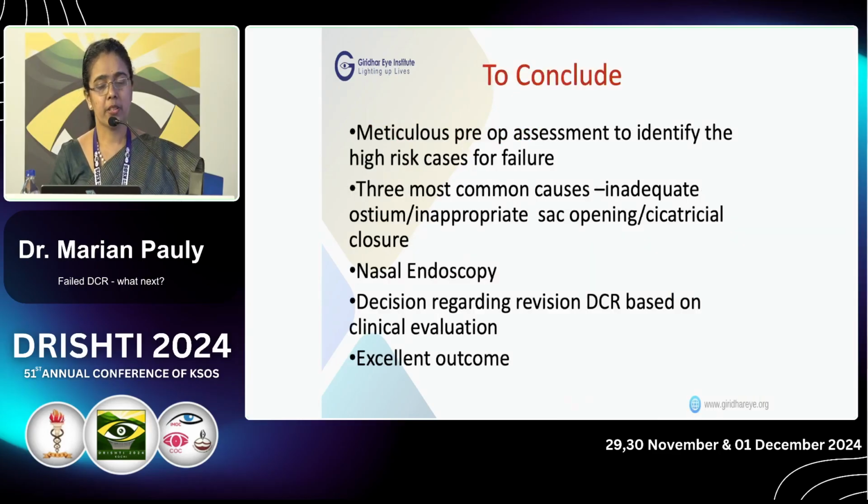To conclude, meticulous preoperative assessment is very important to identify the high-risk cases for failure. The three most common causes are inadequate ostium, inappropriate sac opening, and cicatricial closure. Nasal endoscopy is a must. Decision regarding the revision is based on your clinical evaluation, and most of the time you will land up with an excellent outcome, but careful surgery is a must in such revision DCRs.